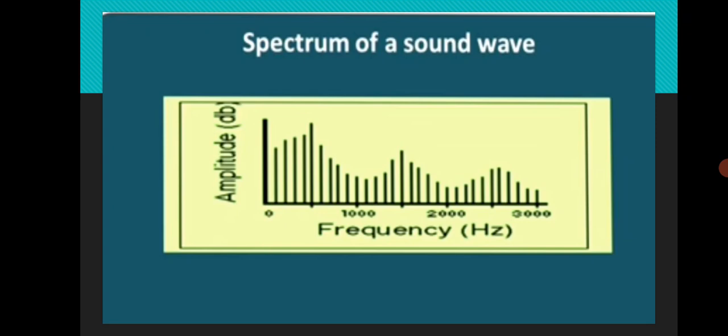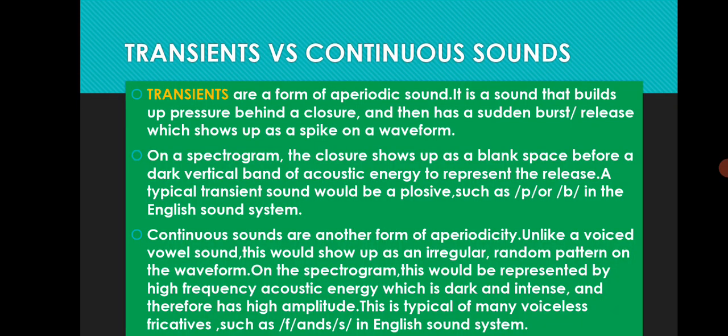Then the spectrum of sound: that's the relationship between amplitude, displayed in dB, and the frequency, in hertz. That is, amplitude in decibels. Then transient versus continuous sounds. Transients are a form of aperiodic sound.